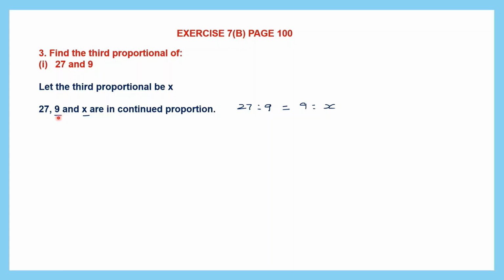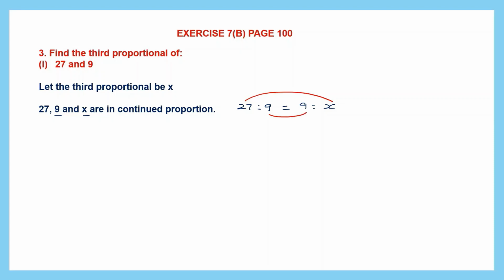Here 9 is called the mean proportional. It's a mean proportional because it is between the first and the third proportion. Now we have this. Now let's start working out with the help of this to find the value of x, and x is the third proportional. So here we follow the rule which says product of extremes should be equal to the product of means.